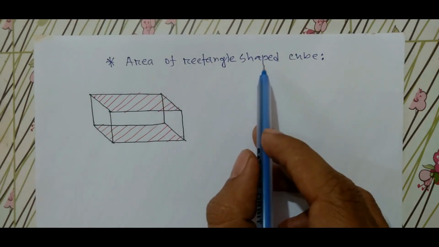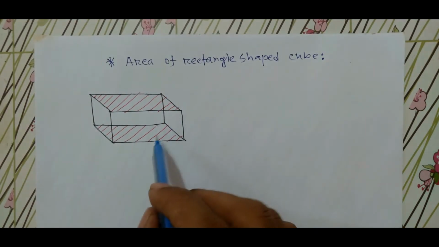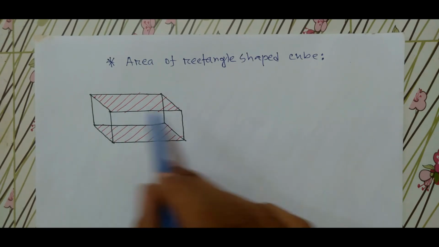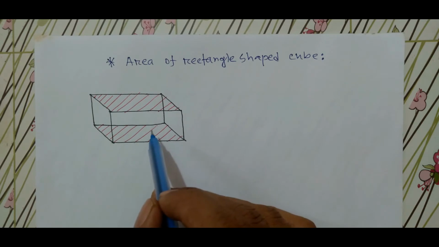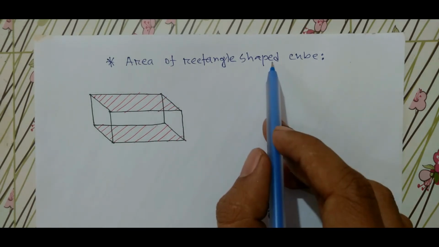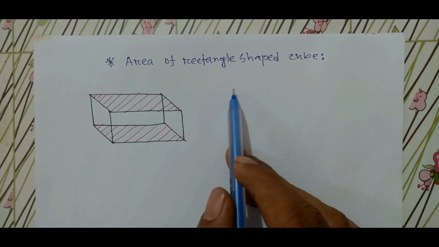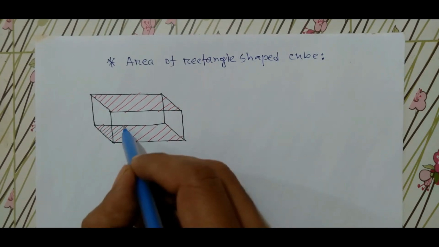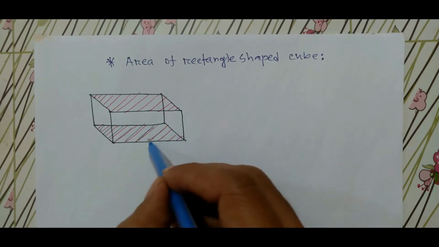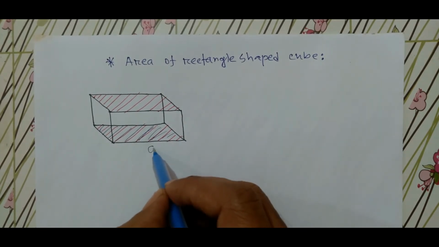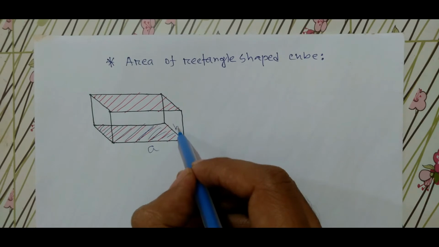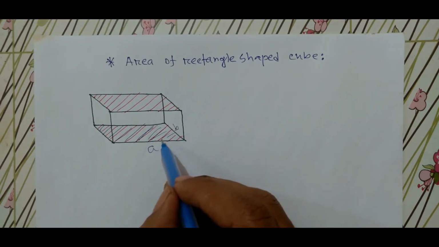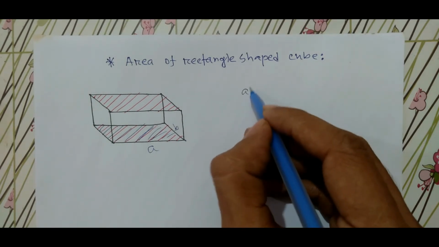Now we will find the area of rectangle shaped cube. We know that in a cube there are 6 surfaces. So if we can find the area of 6 surfaces, then we will be able to find the area of rectangle shaped cube. Let's find the area of 6 surfaces. At first we will find the area of this surface. Let's assume the base of the surface is A and the height of the surface is B. So what will be the surface area of the surface? The surface area of the surface will be AB.